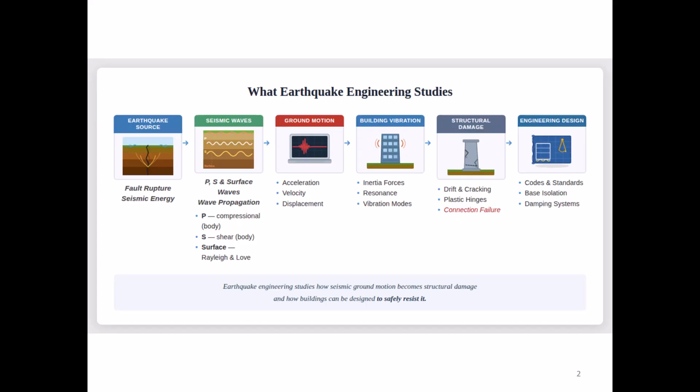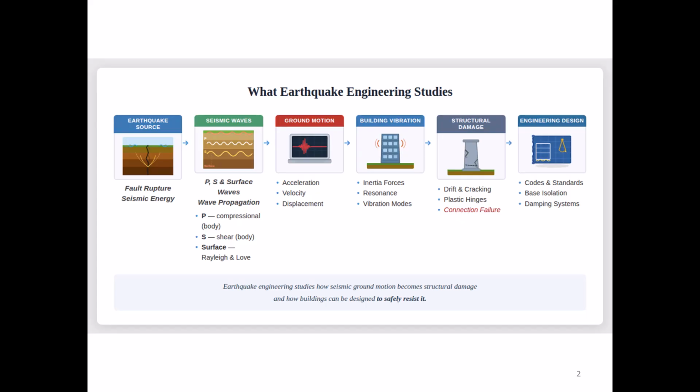So this describes the big picture about what earthquake engineering is all about. And the bottom caption shows that earthquake engineering studies how seismic ground motion becomes structural damage, and how buildings can be designed to safely resist this type of excitation. So at the left, we have the earthquake source, and the Earth has these tectonic plates, and these plates try to move relative to one another. They're floating on a partially molten mantle.